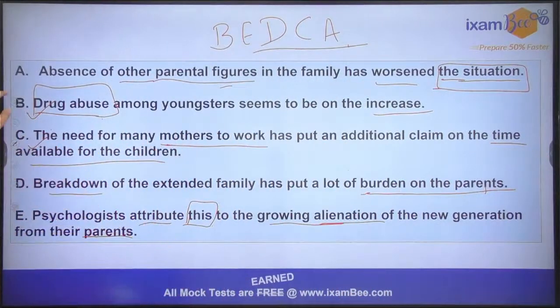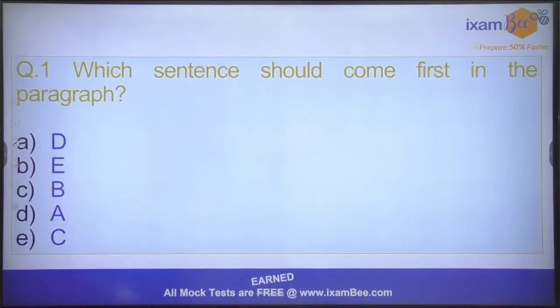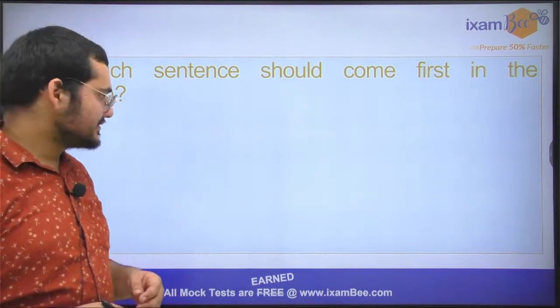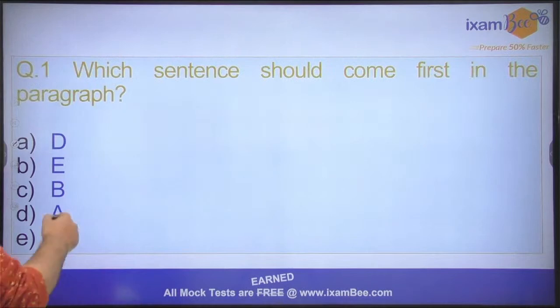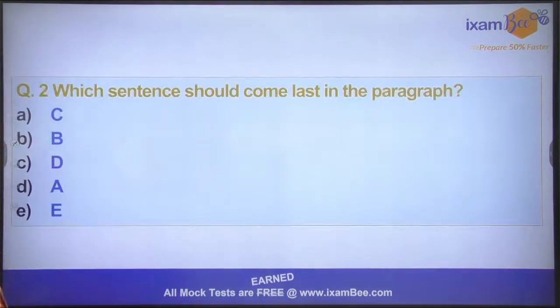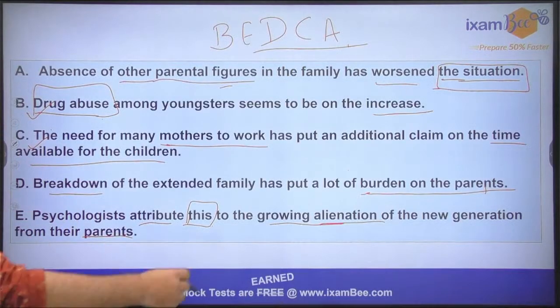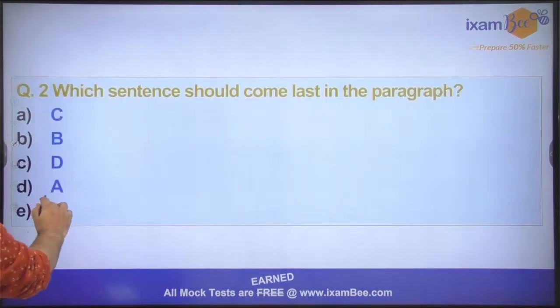Okay, so now we move to the question. Okay, so which sentence should come first in the paragraph? First sentence की हम बात कर रहे हैं ना. So we have already seen all the correct sequence. So B would be the first in the paragraph, right? Okay, now which sentence should come last in the paragraph? So we see which was the last. So we see A was the last, है ना? तो हम A को चूज करेंगे.